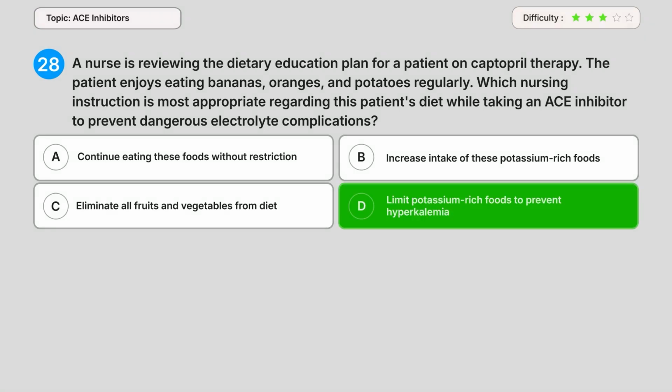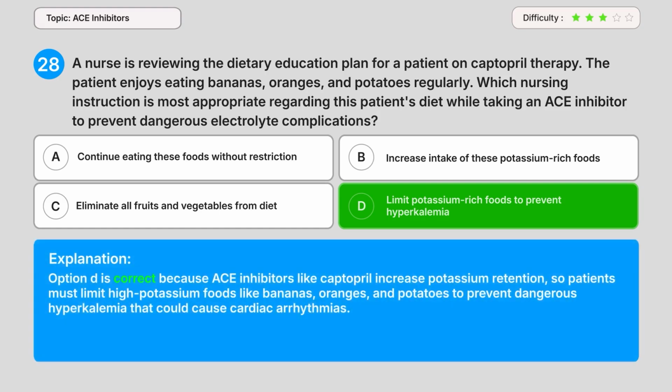Correct answer: D. Limit potassium-rich foods to prevent hyperkalemia. Explanation: Option D is correct because ACE inhibitors like captopril increase potassium retention, so patients must limit high potassium foods like bananas, oranges, and potatoes to prevent dangerous hyperkalemia that could cause cardiac arrhythmias.